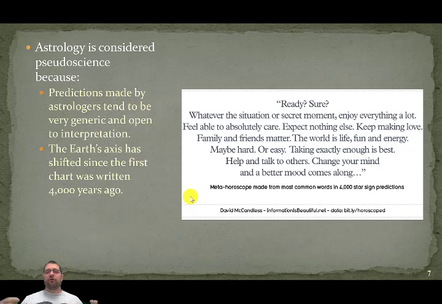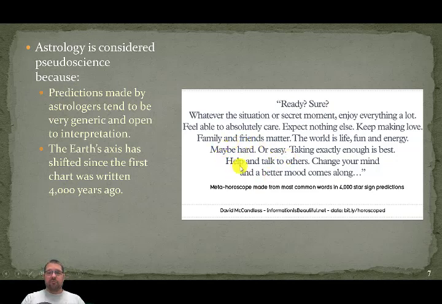So this is just kind of what we call a meta-analysis of horoscopes, okay? These are the most common words used in 4,000 predictions. So you have 4,000 predictions, and these are the most common words that come up, okay? And you can see that a lot of these are very open, generic terms. Expect nothing else, okay? Keep making love. These are so generic and so open-ended to interpretation that there are still many people that follow this and will read their horoscopes. Some do it as a joke. Some do it because they believe in it.